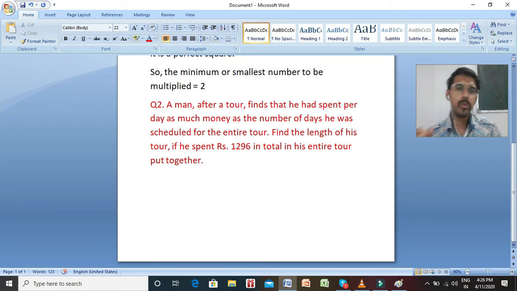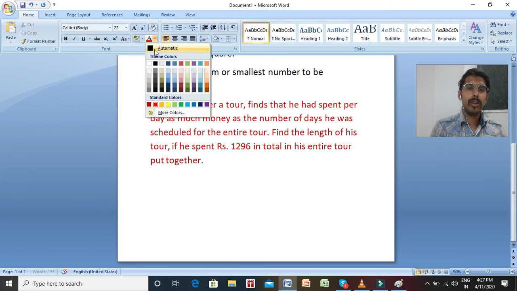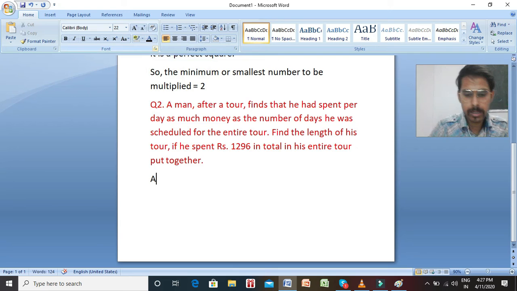There is a man who finds that after a tour he has already gone through, the amount of money that he spends per day is equivalent to the number of days he was present in the tour. Now you need to find that number of days if it is given that he has spent a total of 1296 in the total tour that he was having. So in order to answer this one, we need to write this particular approach.